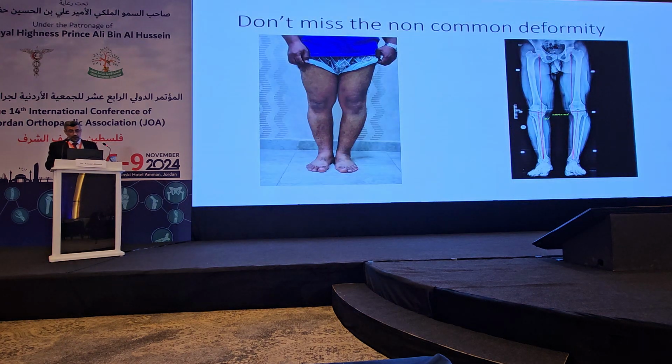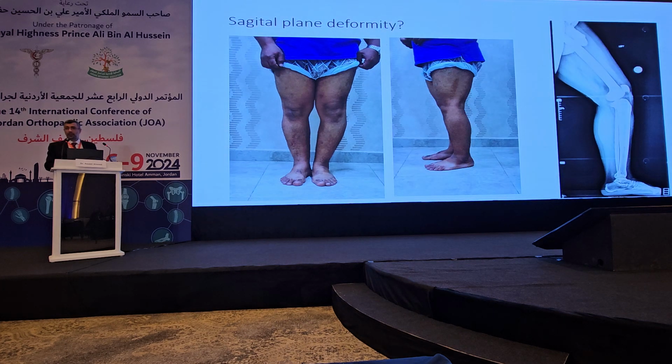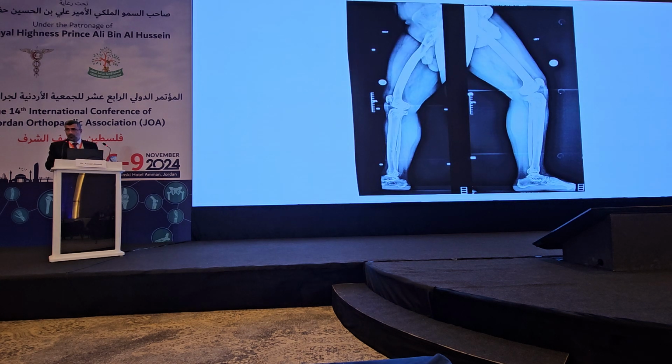What not to miss? This patient has a valgus deformity, but what not to miss? The sagittal plane deformity, and this is important because if you have such slope, increased tibial slope, you will maybe have failure of ACL reconstruction. So this should not be missed. So this is a case where we plan for correction of the slope and the valgus deformity.